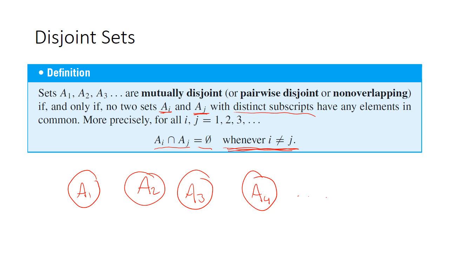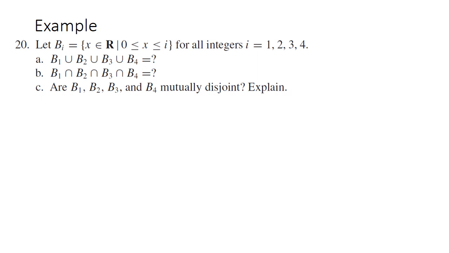Okay, and now let's do an example. Okay, let's look at example 20 here. So we have Bi is defined as all the elements x in the real numbers such that 0 is less than or equal to x and x is less than or equal to i. And then i can be any one of these four integers here, 1, 2, 3, or 4. So before we do part A, B, or C, I think we should specify exactly what are B1, B2, B3, and B4. So let's just plug in those values for i.